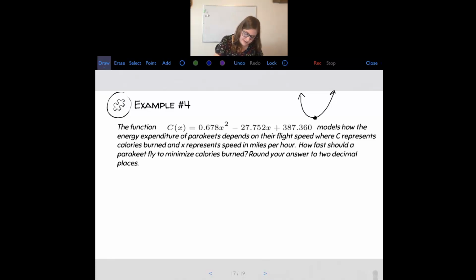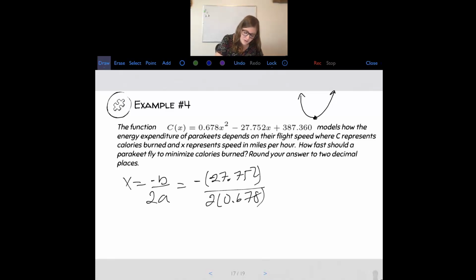So we have x is equal to negative b over 2a, where we have negative b, or opposite of b, over 2 times 0.678. Okay. It's also, when the question is asking how fast and we're told that x represents speed in miles per hour, we're looking for an x value. Okay, and since it's saying minimize, we're talking about the minimum value of this, or where that occurs.